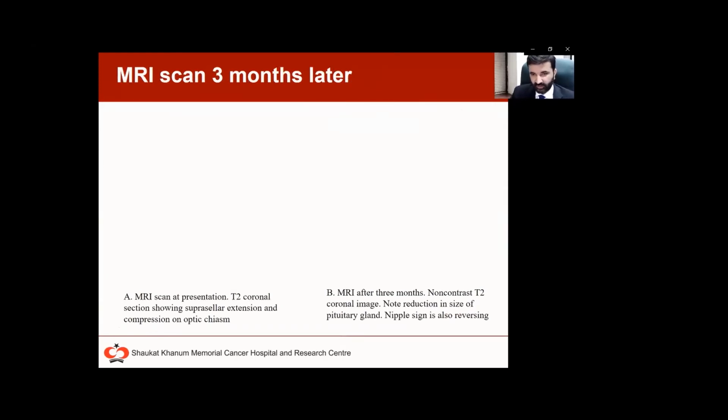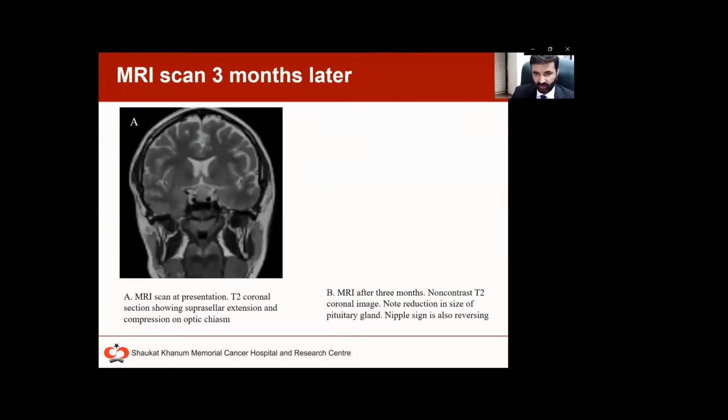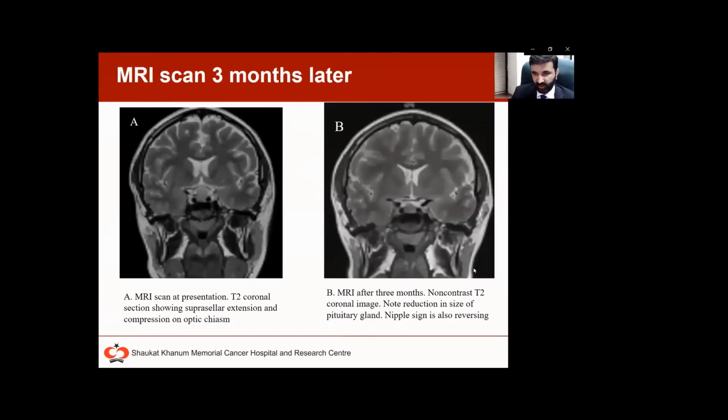So here we compare the scans at presentation, the one on your left labeled A, and the scan in 3 months' time. There has been a significant improvement in the pituitary gland, although we can still see that it is not completely normal.